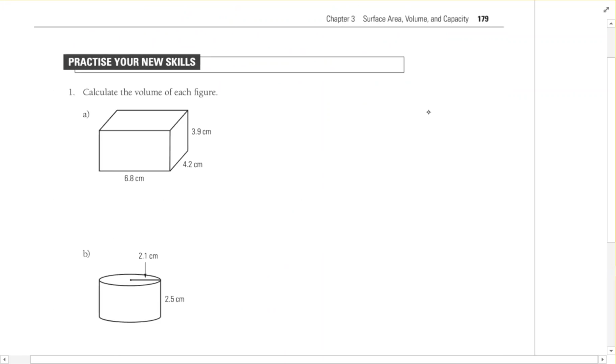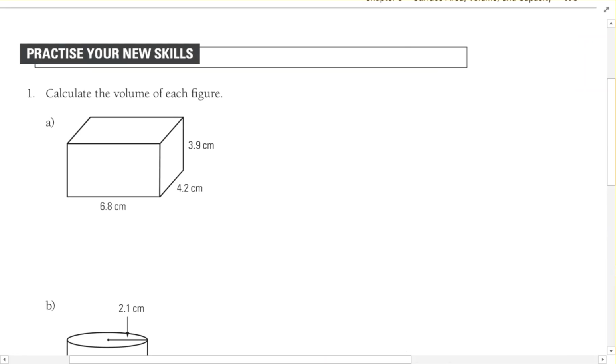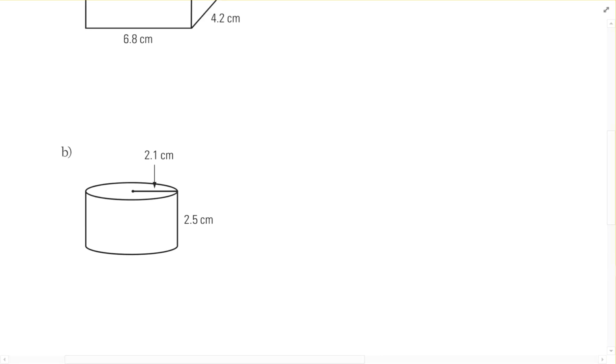Right, so I'm going to let you guys go ahead and do these ones now. They're similar to the ones we've been doing. So go ahead and answer number 1 now. Number 1B, we're dealing with a cylinder now, so make sure you've got the right formula. Volume is going to be equal to pi r squared times h. So go ahead and answer B now.